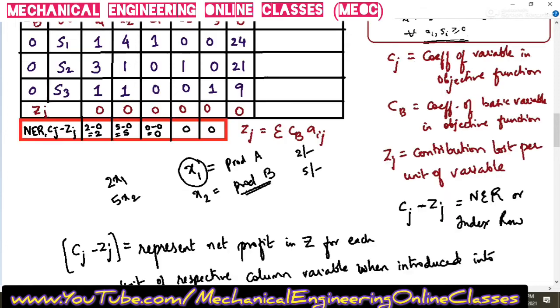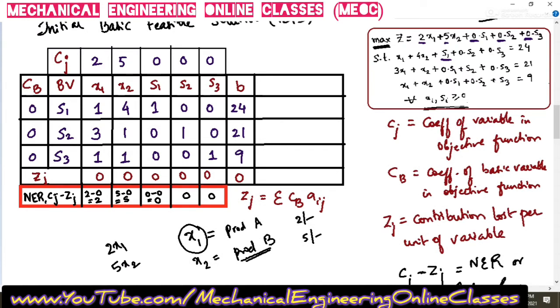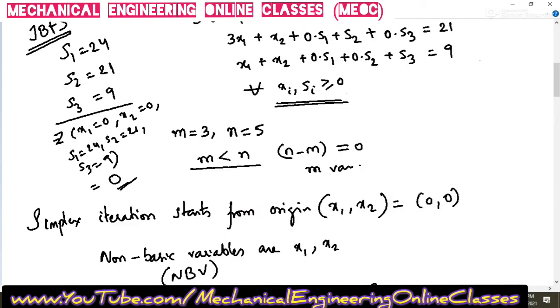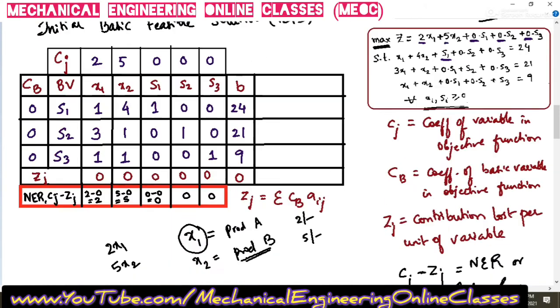If you see the index ratio under S1, S2, S3, the net evaluation row shows us 0 values, because the contribution of S1, S2, S3 in maximizing or minimizing Z is 0. The slack variables have 0 coefficient in Z. So no matter what values S1, S2, S3 take, even very high values like 24, 21, 9, it really doesn't matter, because ultimately their contribution in getting the best Z is 0. That is the reason we got 0, 0 and 0 here.